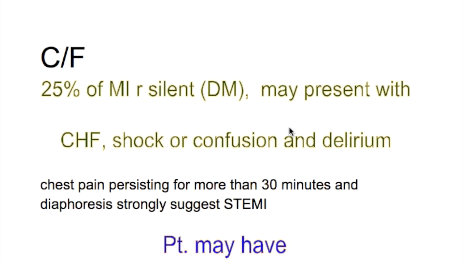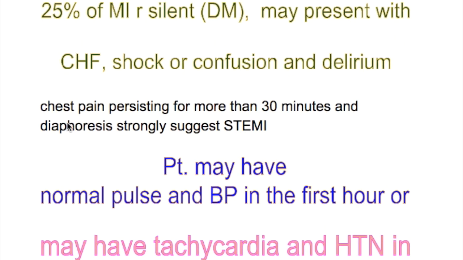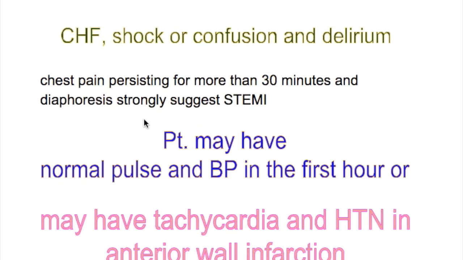So what are the clinical features of myocardial infarction? 25% of MIs are silent, as occurs in diabetes. There is no pain, and there may be shock or confusion, delirium, and congestive heart failure. Chest pain persisting for more than 30 minutes and diaphoresis strongly suggest STEMI. So what are the different clinical features?